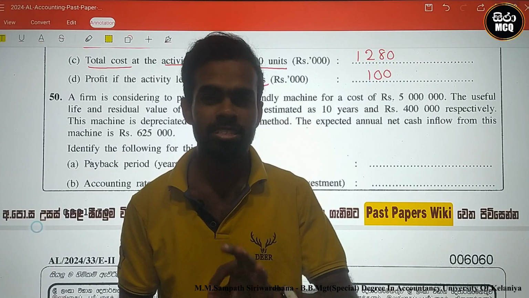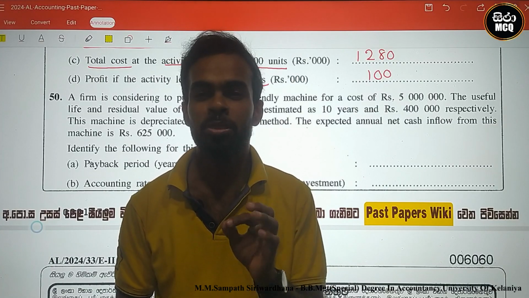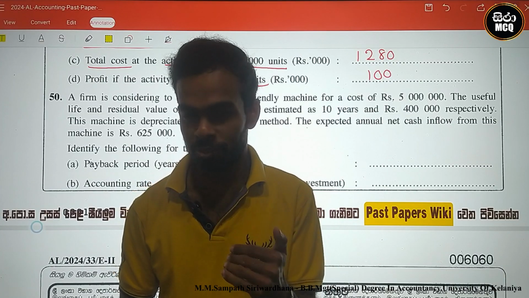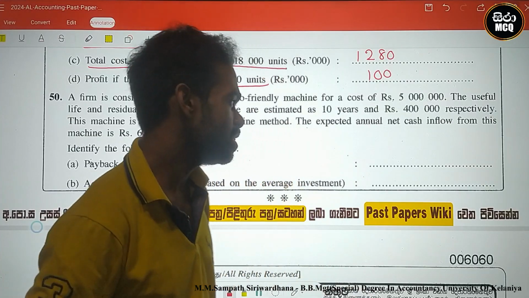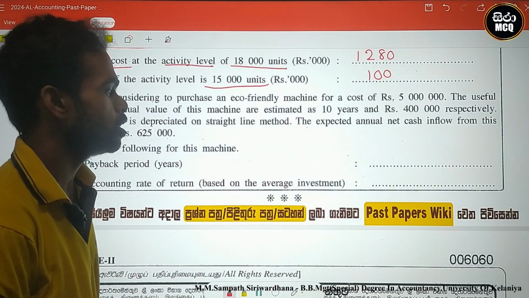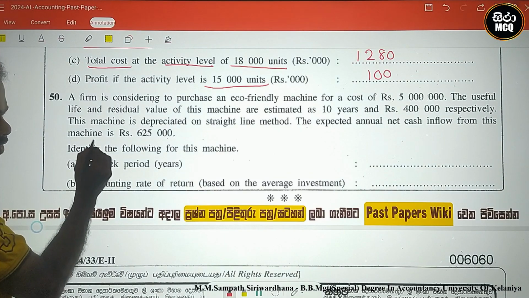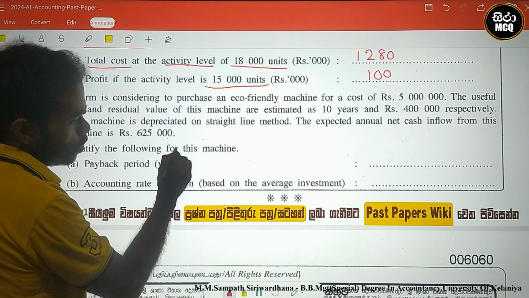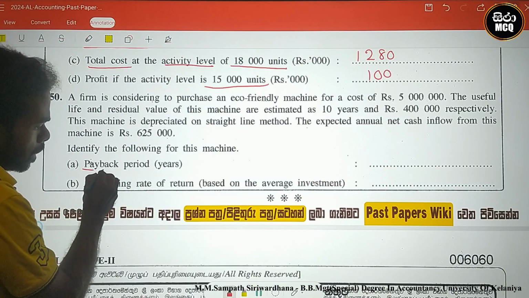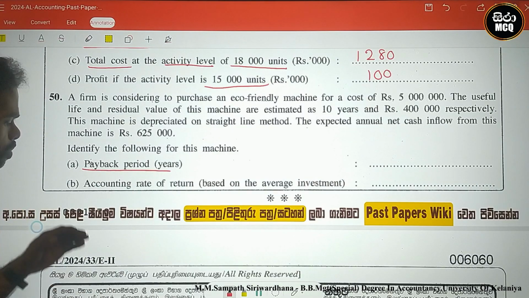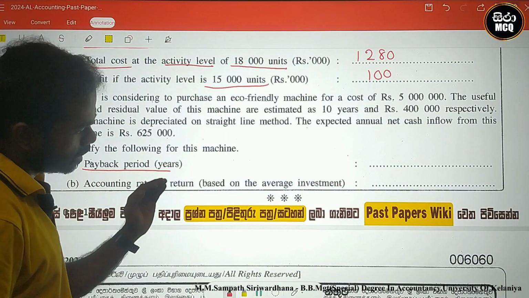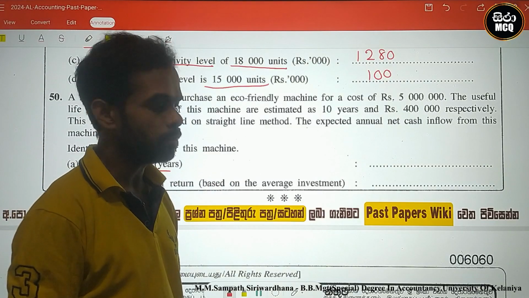Today we discuss the Advanced Level A-level accounting paper 2024 last question, question number 50. This is related to long-term investment. What is the requirement? Look here. Identify the following for this machine: payback period, and accounting rate of return based on the average investment.